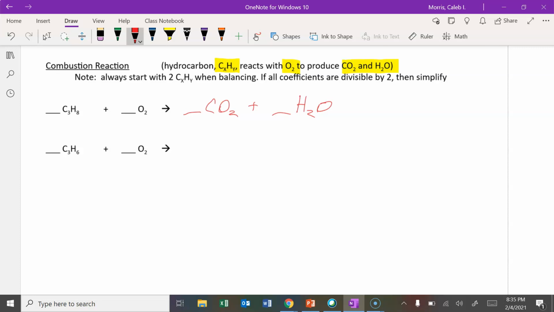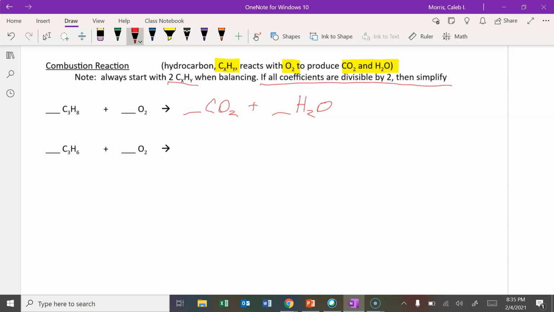If you want to, you can start by multiplying your hydrocarbon by 2, and then balance from there. If you do that, you have to divide by 2. You simplify if all of the coefficients are divisible by 2. That's one trick. I'm going to show you the way that I normally think about doing it, but you can try that trick if it sounds like it would maybe be easier for you.